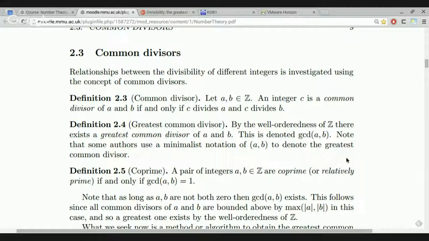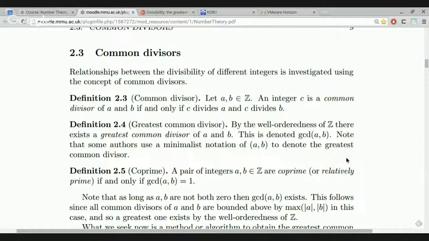So you get the idea. These numbers, they all divide 210. So 2 divides 210, and 2 divides 98. And also for the other ones: 7 divides 210, 7 divides 98. So those are common divisors.